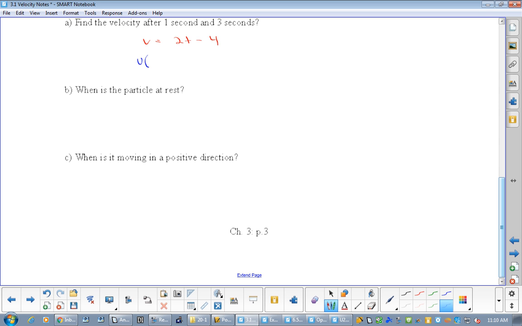So what's the velocity at 1 second? 2 times 1 minus 4. You get -2 meters per second. What's the velocity at 3 seconds? That's 2 times 3 minus 4. 6 minus 4 is 2 meters per second.